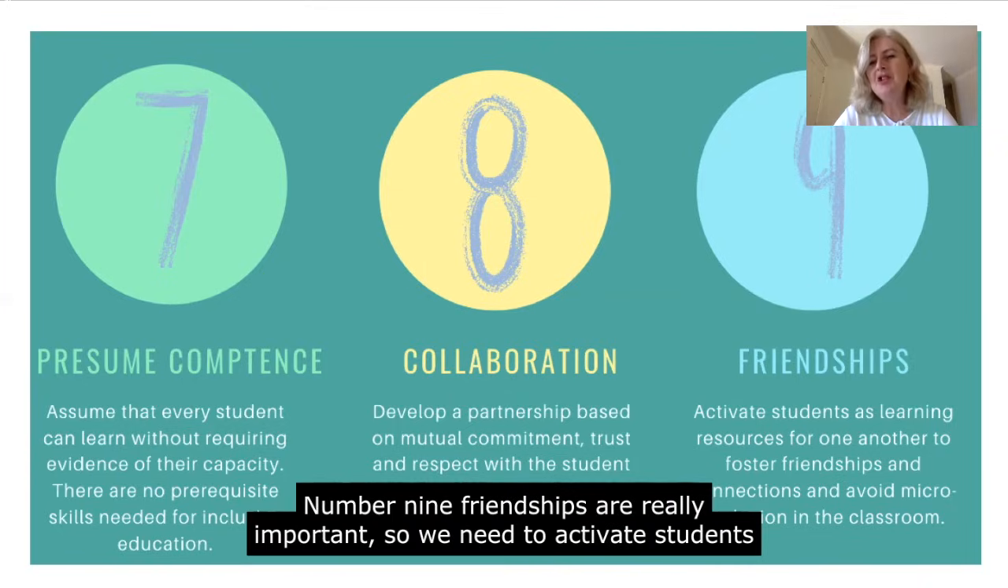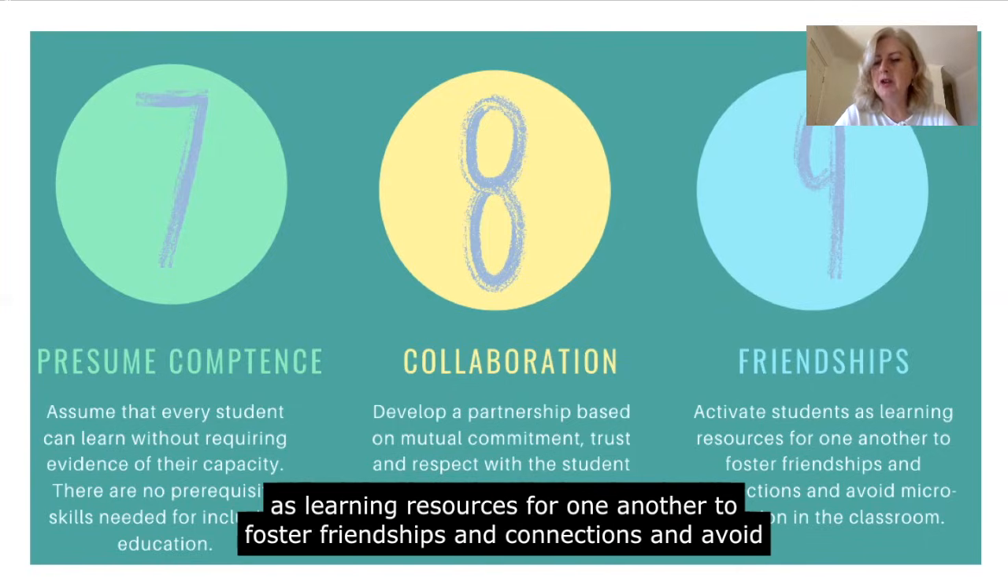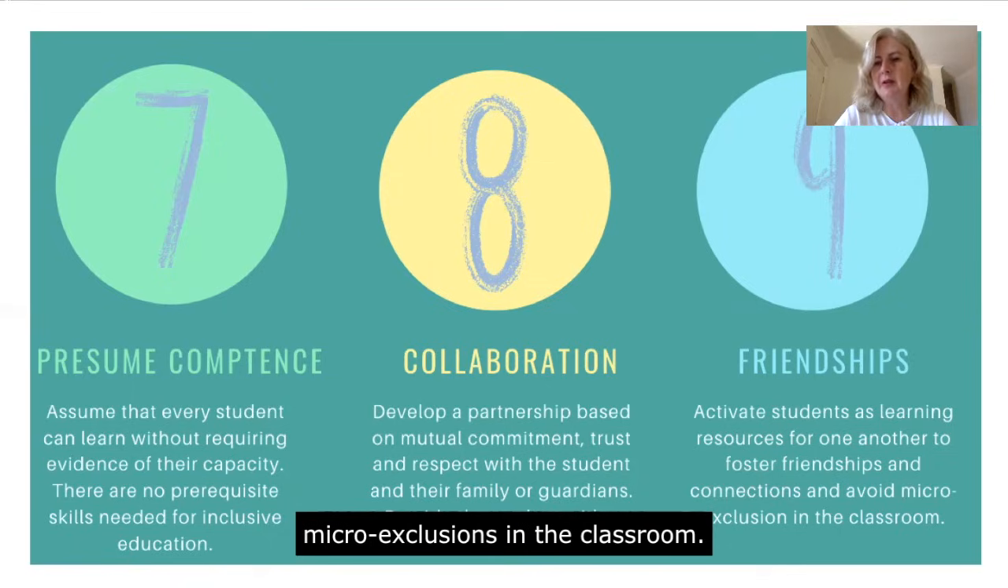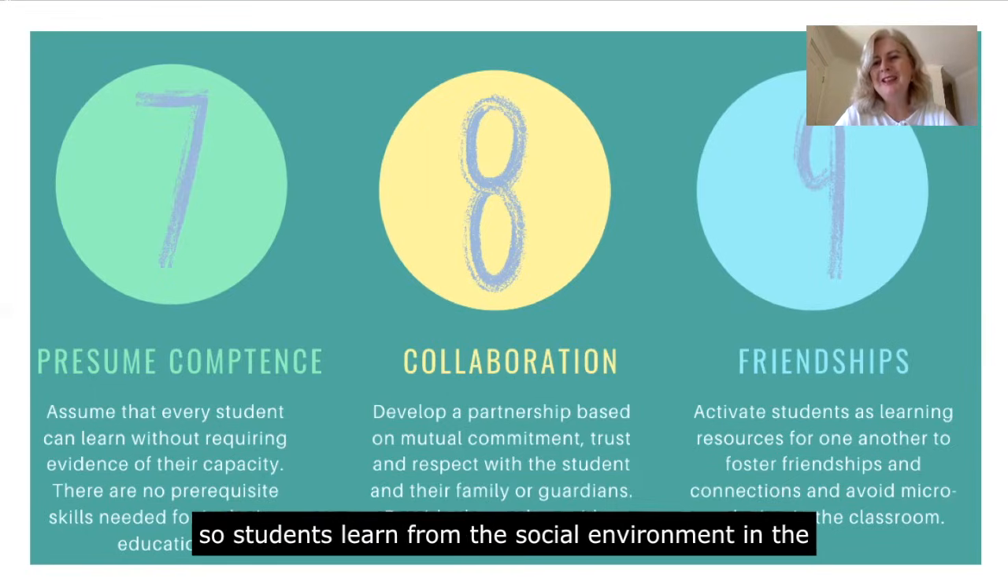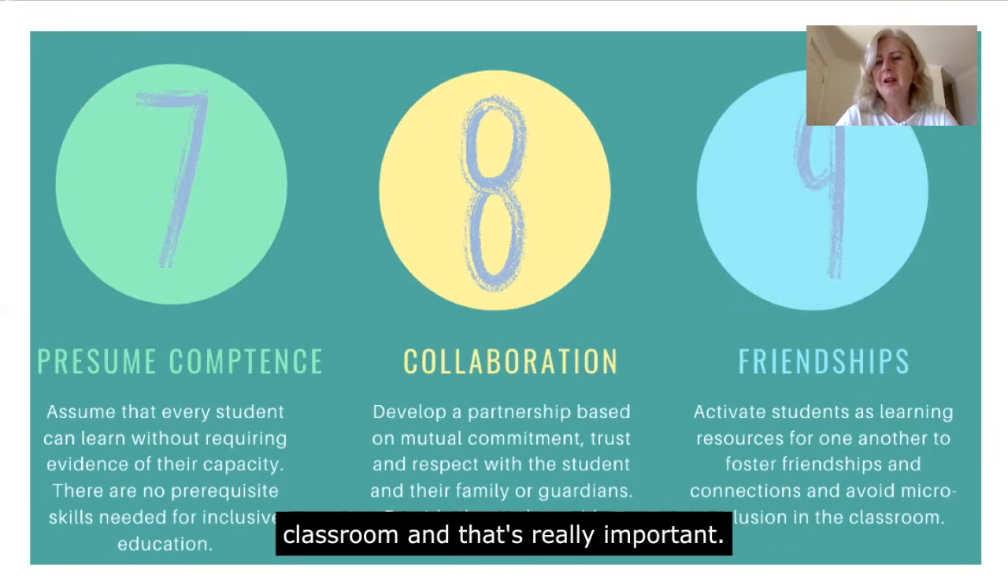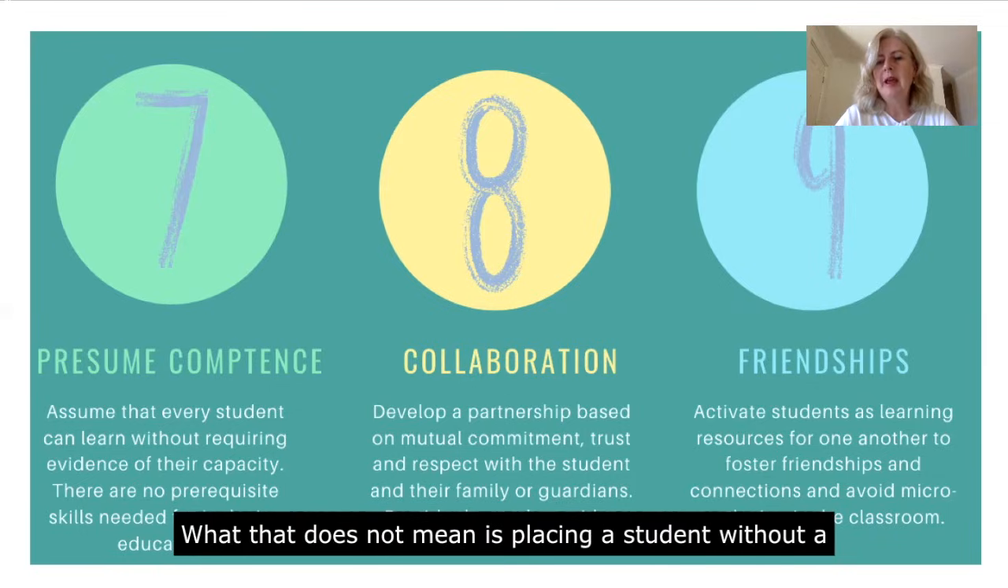Friendships, number 9, friendships are really important. So we need to activate students as learning resources for one another to foster friendships and connections and avoid micro exclusions in the classroom. So activating students as learning resources for one another is really important. So students learn from the social environment in the classroom, and that's really important.